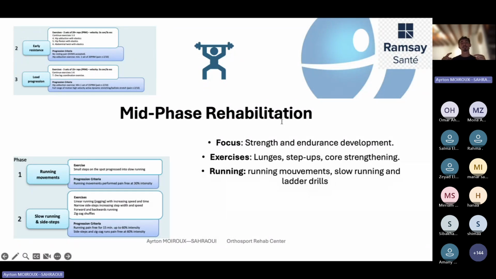In this phase, you can also return to running movements. To begin, ladder drills, and slowly introduce running. Okay.